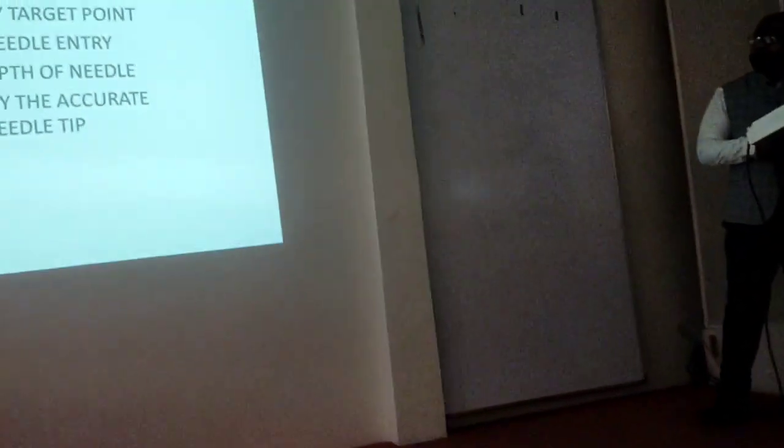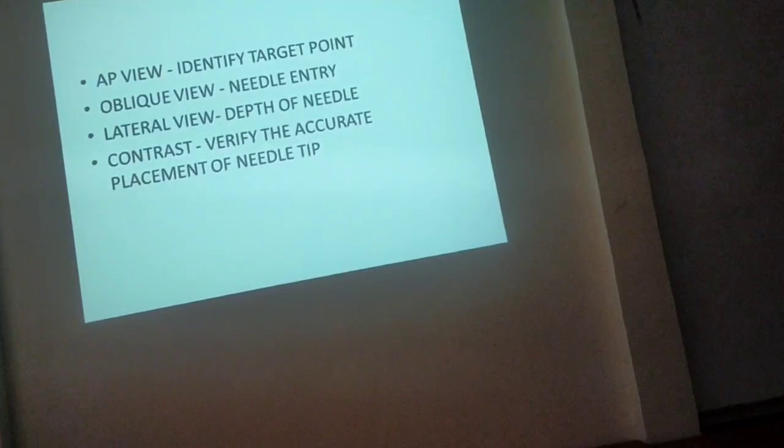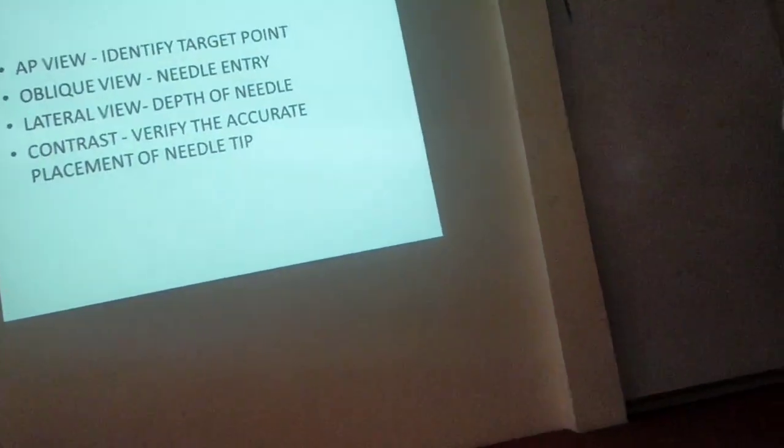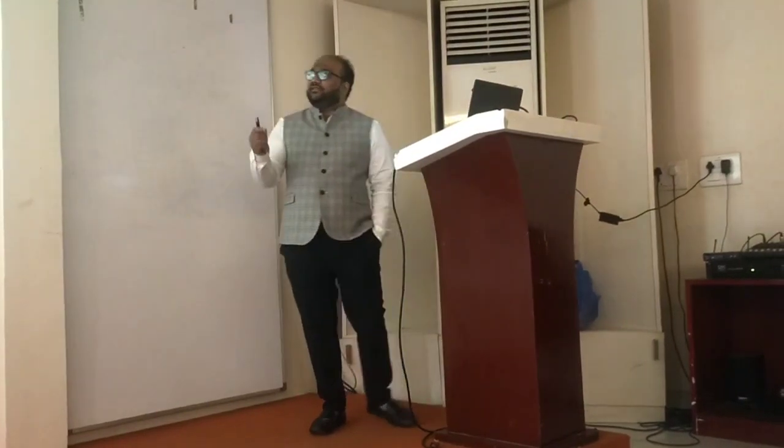So again, AP view is to identify the target point, like I said. Oblique view helps with your needle entry. Lateral view is to determine the depth of the needle. And contrast is to verify the accurate placement of the needle tip. So contrast will help you with exact delineation of the exiting nerve root.